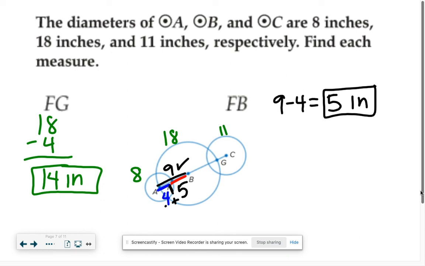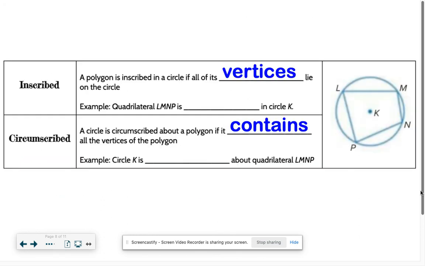Hitting you with some more vocab. These seem to be confusing sometimes for us. So you're going to have inscribed versus circumscribed. So inscribed is a polygon in a circle if all of its vertices lie on the circle. So it's inside your circle. Kind of starts like inside. It's inside the circle, right?